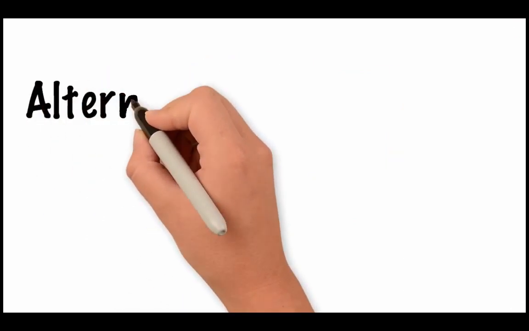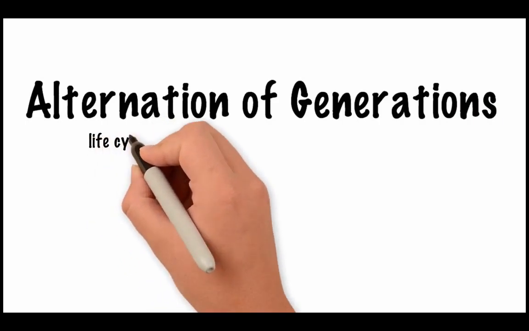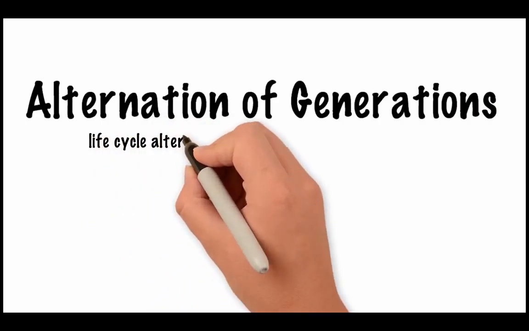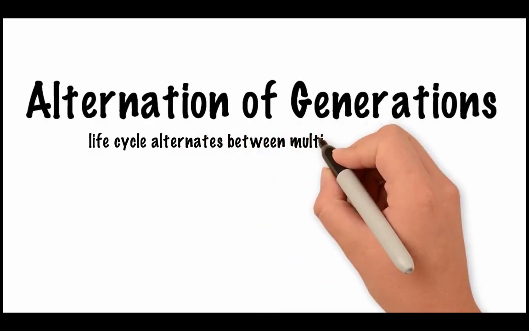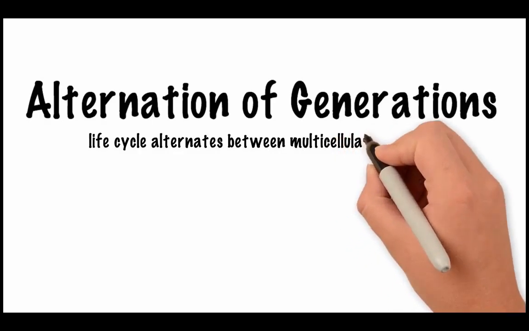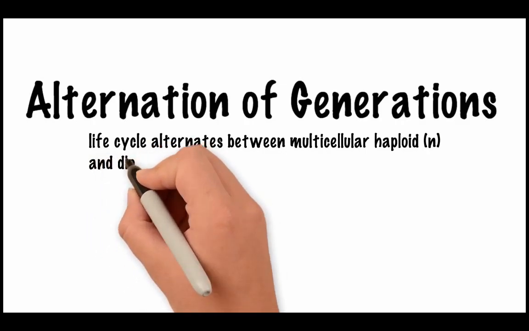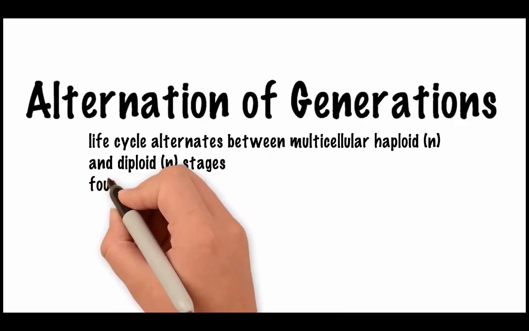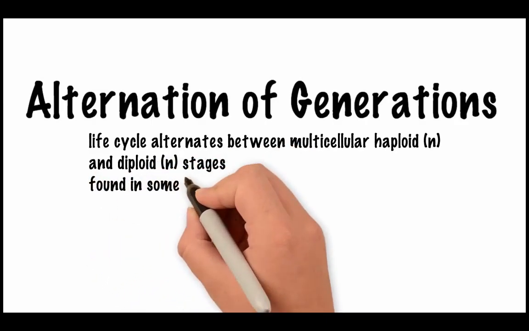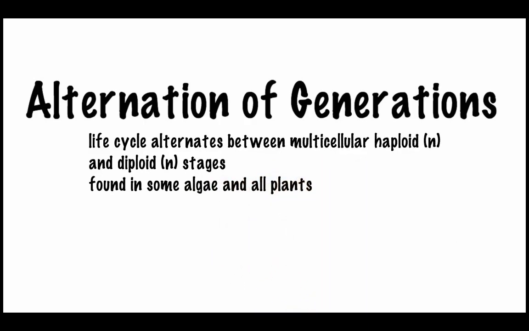Now let's take a look at the plant's life cycle. Plants go through what is called an alternation of generations. This means there is an alternation of multicellular haploid and diploid forms. While haploid and diploid forms exist in all sexual life cycles, human gametes, for example, are haploid. The term alternation of generations is used only for those life cycles in which haploid and diploid stages are both multicellular. We see this pattern of alternation of generations in some algae and in all plants.